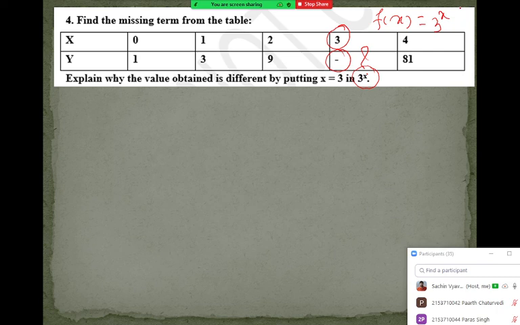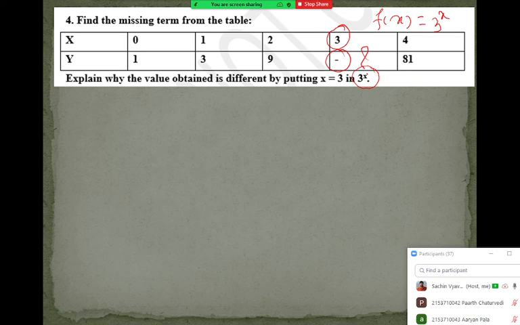You will observe 3 raised to 0 is 1, 3 raised to 1 is 3, 3 raised to 2 is 9. So 3 raised to 3 is 27. It should be 27, and 3 raised to 4 is 81. So actually the missing value should be 27 because these values are written with the function 3 raised to x, but we are not going to get that answer. Our answer will be different.